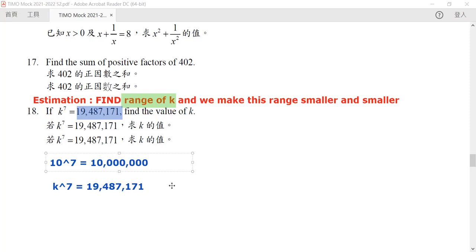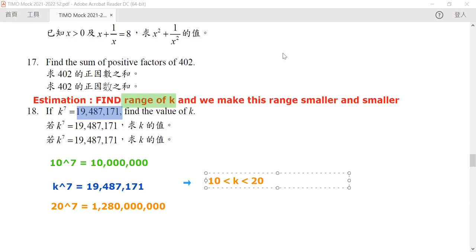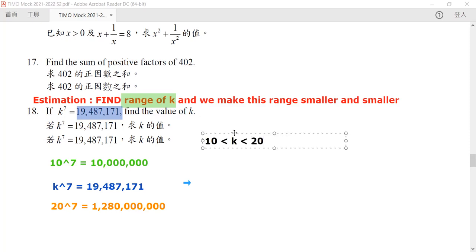But there's another number which we can use to bound it. The other number is 20 to the power 7. What is this? It is equal to 2 to the power 7, which is 128, multiplied by this whole thing. So it will be 128 followed by a lot of zeros. So of course, k to the power 7 is again smaller than this. Which means that by these two estimations, we know that k must be some number between 10 and 20. So k is a 2-digit number, and its most significant digit is a 1. Okay, we know that the most significant digit is a 1.